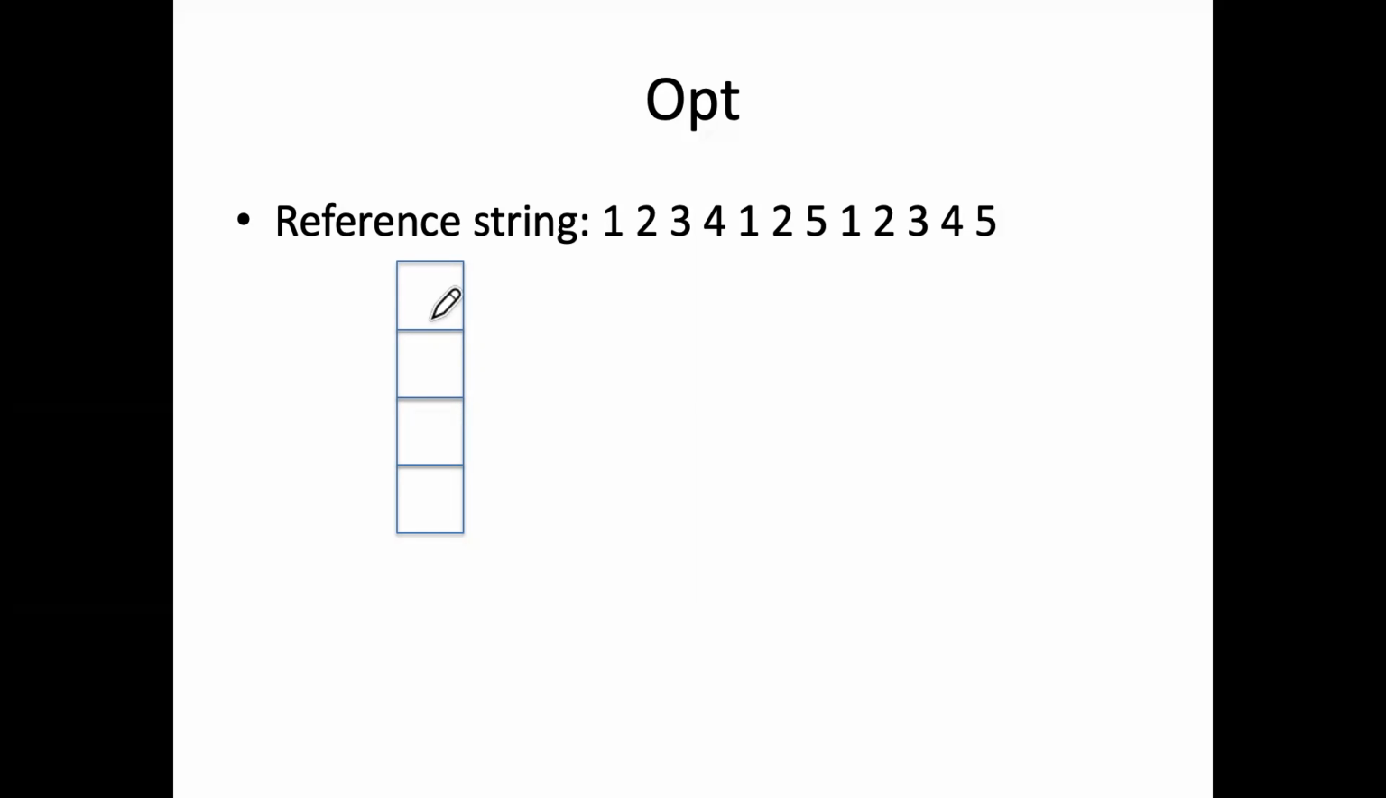And in fact, FIFO gave us 9 page faults when we didn't even have 4 frames, when we only had 3 frames. So if opt is really optimal, it better do at least as well as 9, because if it just didn't use this last frame at all, it should do as well as FIFO. Having this extra frame might let it do better. Let's see how it does.